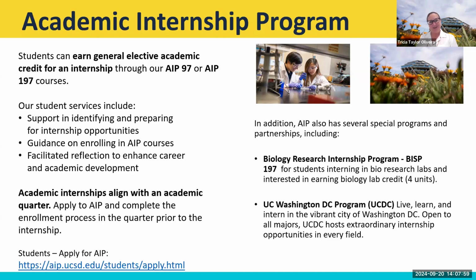The way that you earn credit is by enrolling in one of our courses. We have a lower division course called AIP 97 and an upper division course called AIP 197. Both of these are for students doing internships. And with these classes, you are mostly spending your time out at the internship site, right? And you're required to work a certain number of hours, depending how many units you're earning.